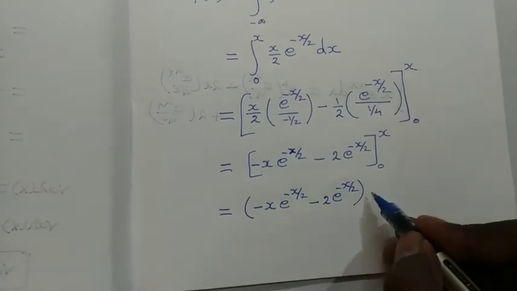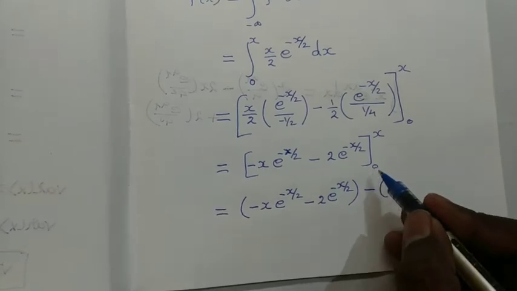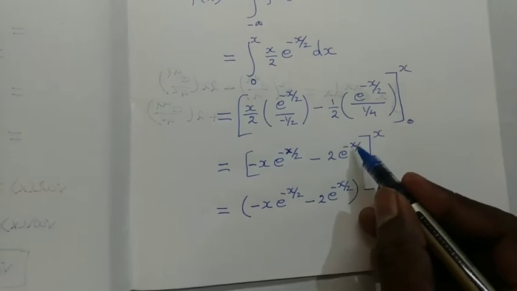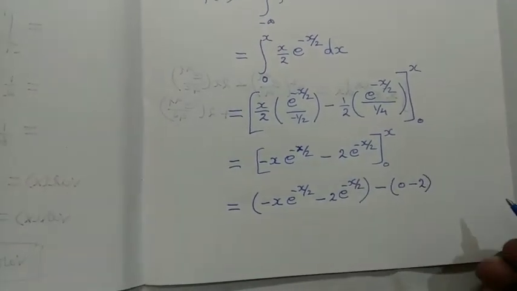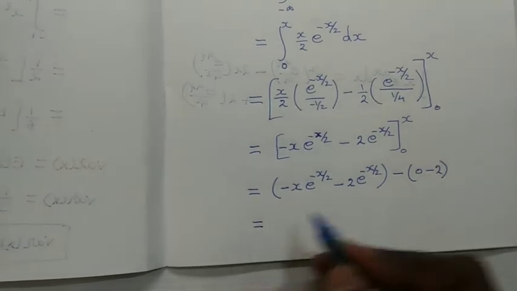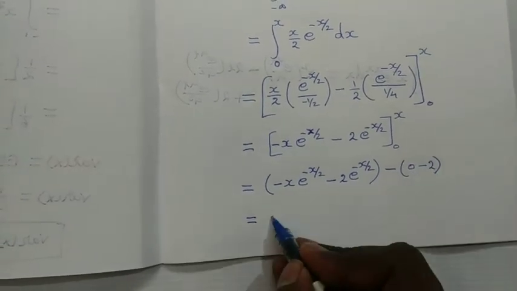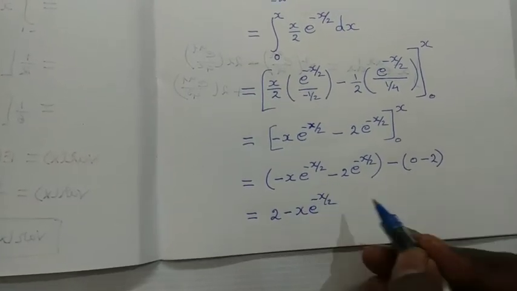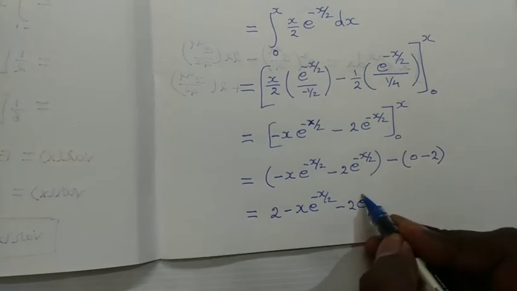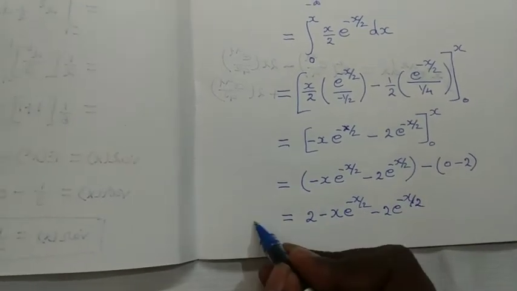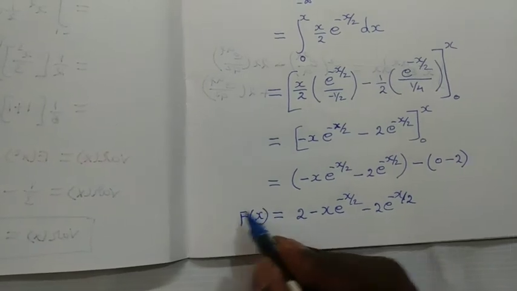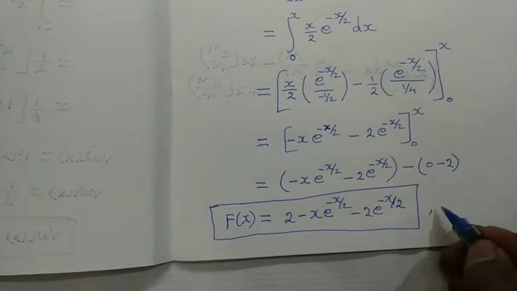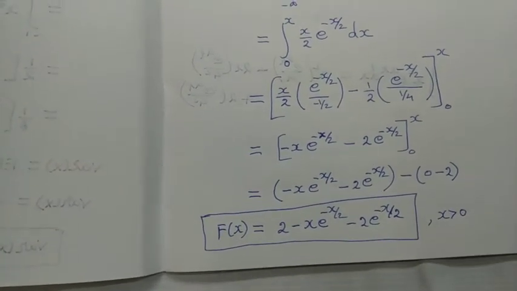So this is the upper limit minus the lower limit. Substitute 0 for x, so 0 into anything is 0. Substitute 0 here, e power 0 is 1, so only 2. So after this, first minus of minus is plus 2, so take 2. Next, minus x into e power minus x by 2 minus 2 into e power minus x by 2. So this is capital F of x, the cumulative distribution function, that is the CDF. The range is x greater than 0. So the first question is over.